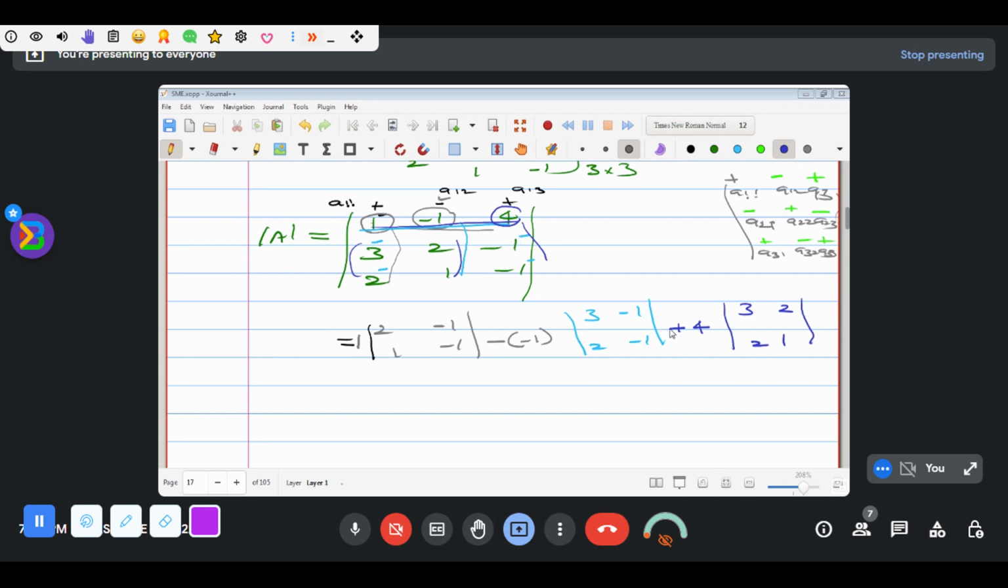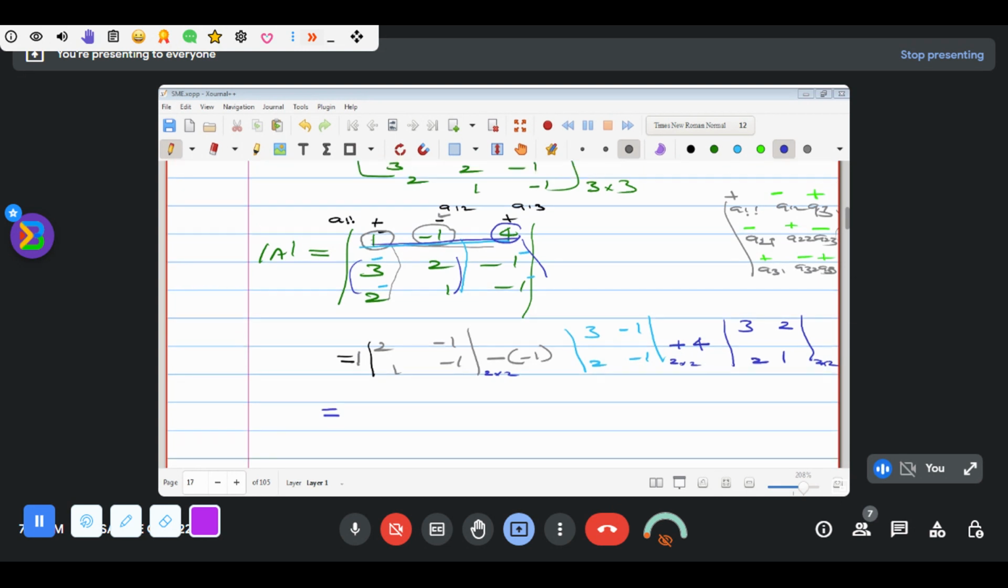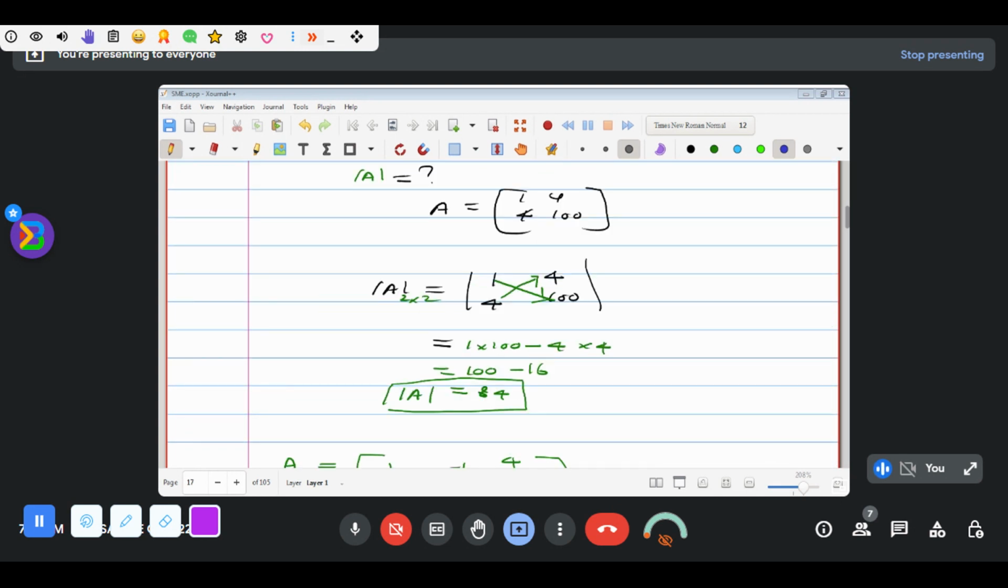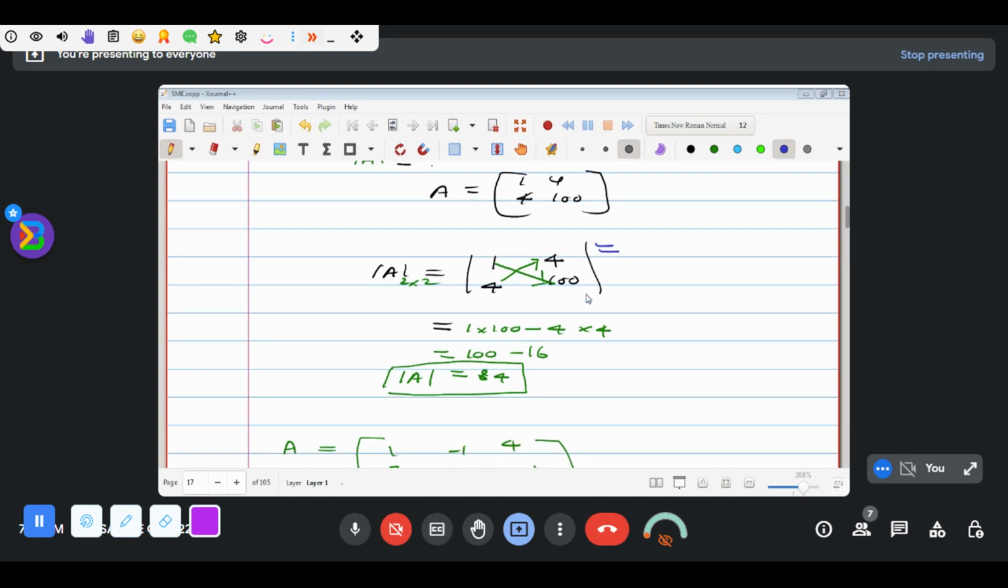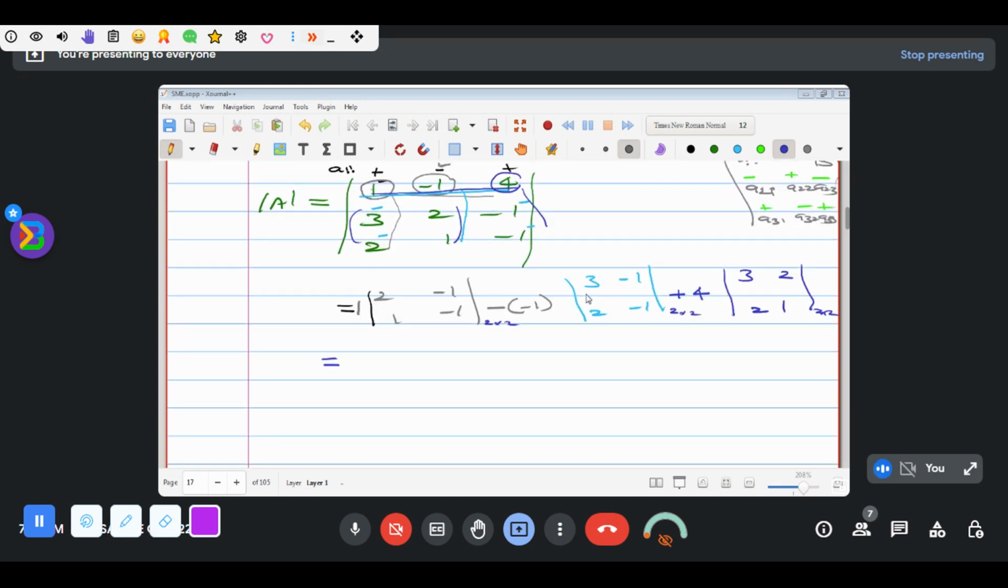Any doubt up to this step? I move to the next one. Any doubt, ma'am? I move to the next step. Yes, okay. This is called a 2 by 2 determinant. These three terms are 2 by 2 determinants. We already did the 2 by 2 determinant. How to find the 2 by 2 determinant? Using this concept, apply it here 3 times.